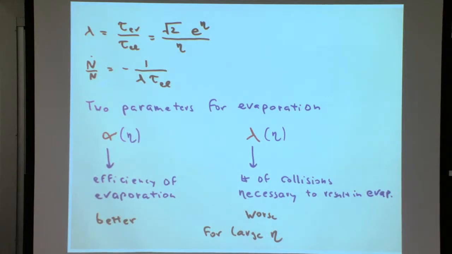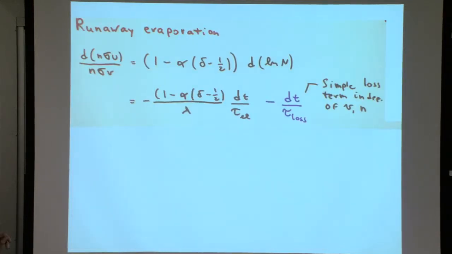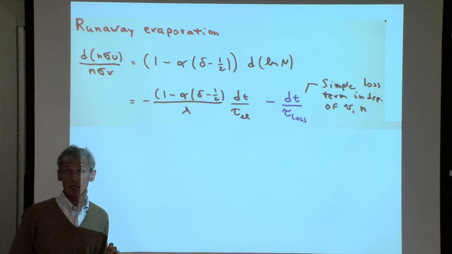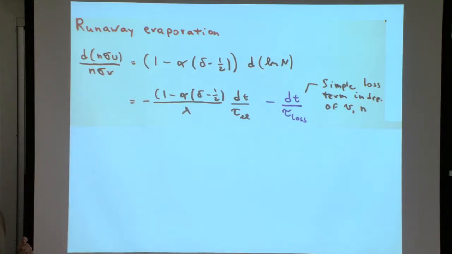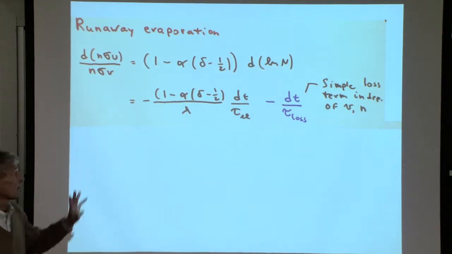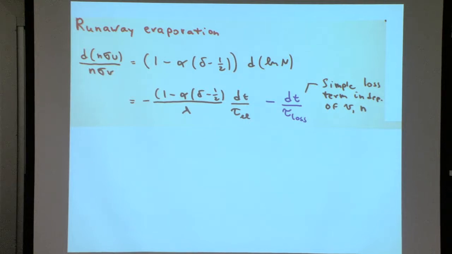Okay, there is one addition we have to make to the model. And this is the following. We have to introduce losses which do not come from evaporation. It can be losses due to background gas collisions or losses due to inelastic collisions. So let me just show you how I introduce that.